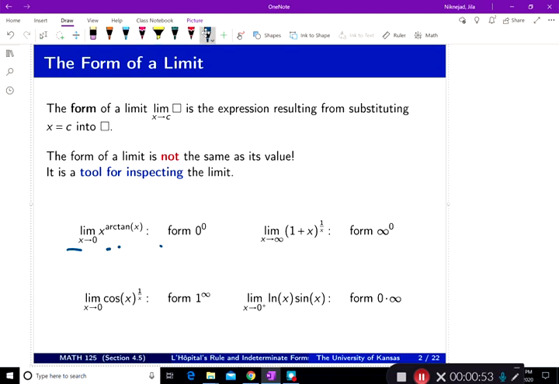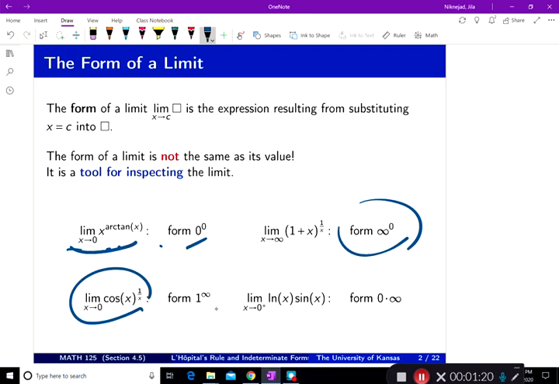So in the first example, the limit of x to the power arctan of x as x goes to 0. If I plug in 0, I get 0, and arctan of 0 is also 0, so 0 to the power 0. Here, as x goes to infinity, it's infinity to the power 0. That's a form. And if I plug in 0 here, I get 1 to the power infinity. That's a form. As x goes to 0 from the right side, natural log of x goes to negative infinity and sine of x goes to 0, so it's 0 times infinity.